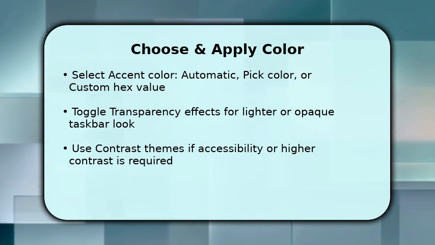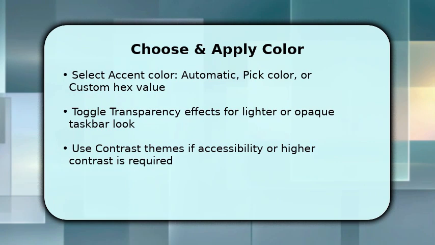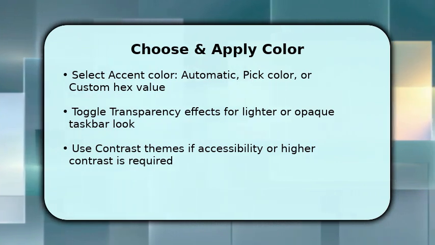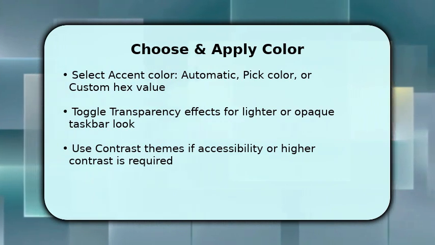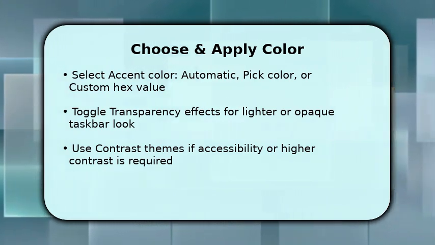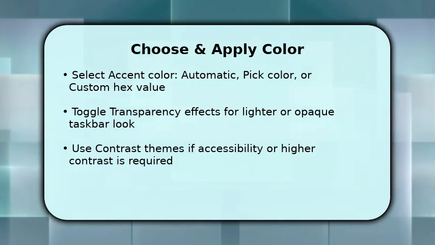for precise branding. Once selected, confirm the Show Accent Color on Start and Taskbar toggle remains on, then observe the preview. If the color looks washed out, turn Transparency Effects off to make it opaque, because that increases saturation and improves legibility of icons and text.